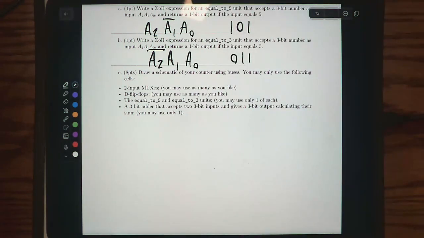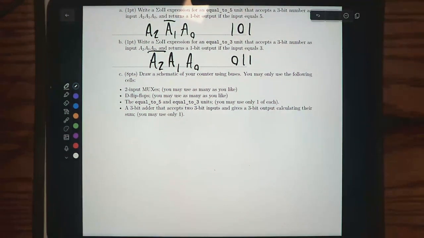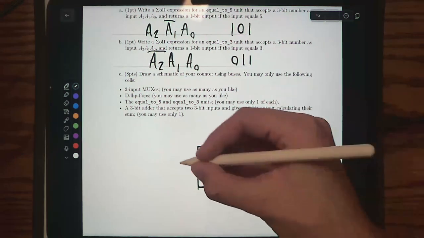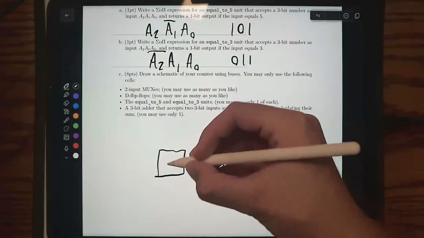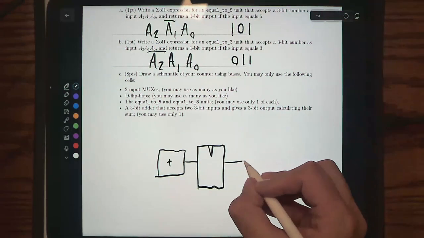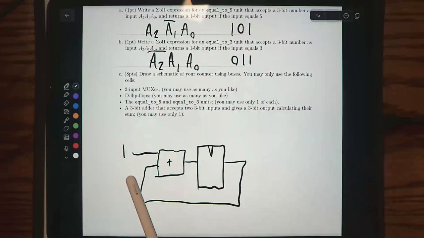All right, cool. So first, let's just draw a counter, just a basic counter. That structure will look like you have a flip-flop, and then you have an adder going in, and usually your input would be 1. So this is just a typical counter, right?